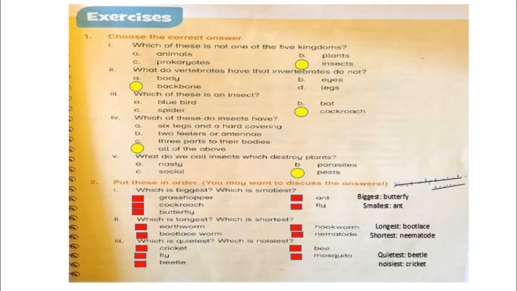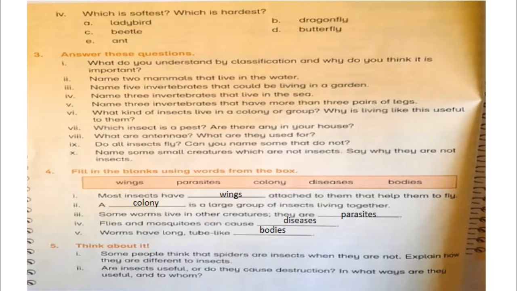Now turn over the page. Number 4. Which is softest, which is hardest? So first we start with the softest one. Butterfly, dragonfly, ant, ladybird and beetle. So the softest is butterfly and hardest is beetle.